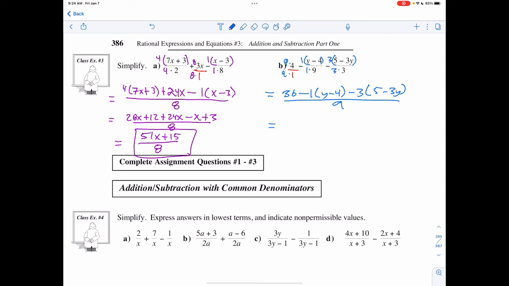When I expand it out, I get 36 minus y plus 4 minus 15 plus 9y all over 9. When I combine my y's, I have 8 y's. And when I combine my constants, I have plus 25 all over 9.